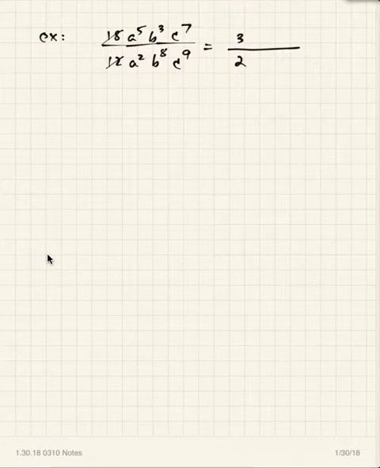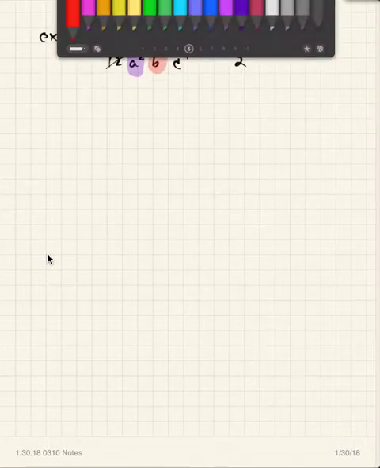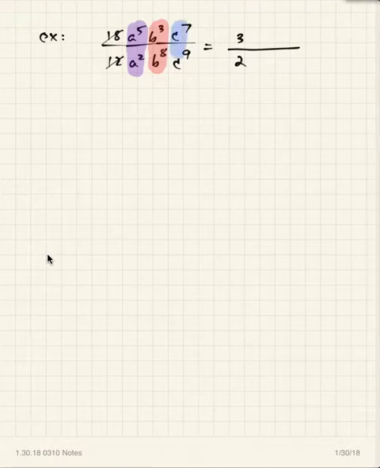And then with the variables, what have you got? You've got really 3 separate problems there. You've got a to the 5th over a squared. You've got b to the 3rd over b to the 8th. And you've got c to the 7th over c to the 9th. And so in each case, you're subtracting the exponents, but you're putting the exponent at the end where the bigger exponent was in the problem.